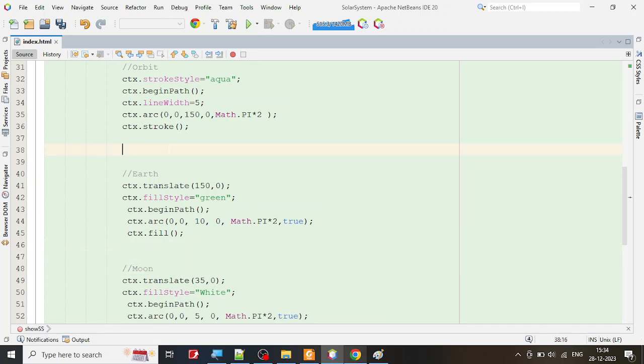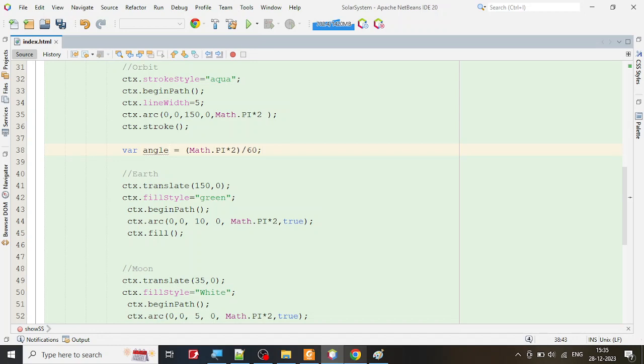Now the earth has to rotate, so I have to calculate the angle. I'm going to create a variable called angle, and how much should it be? I have to get 360 degrees. How do I get 360 degrees? I told you Math.PI is 180 degrees. Multiply it with 2, this is 360 degrees. For 1 second, how much does it have to go? Divided by 60. So this is how much it has to move.